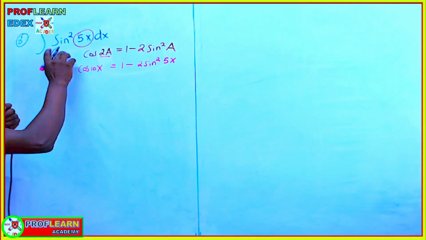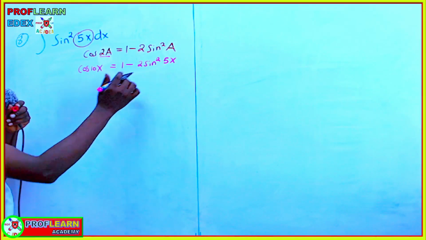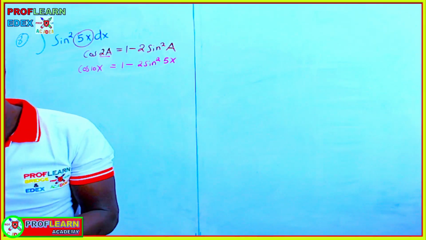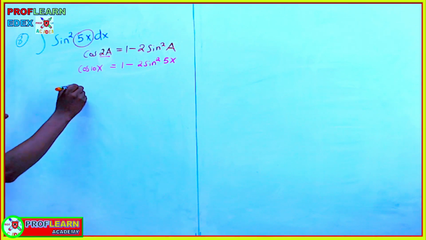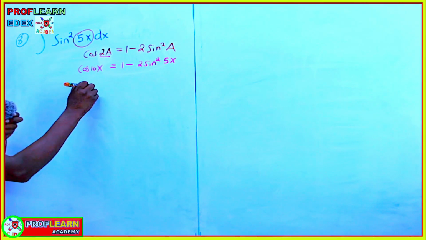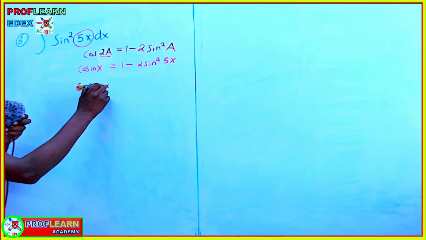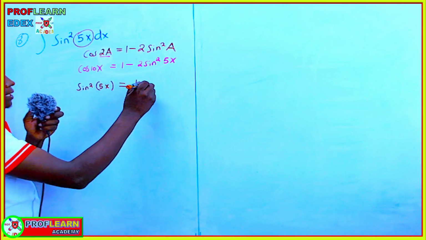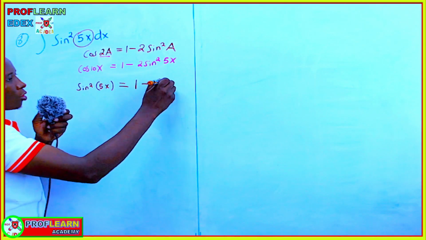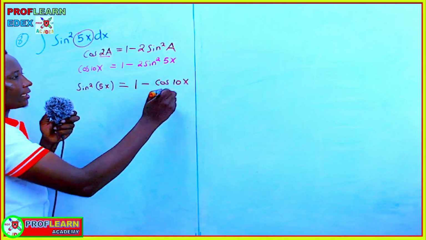And now we can make sine squared the subject. If we rearrange this, what are we going to get? You can say therefore sine squared 5x is the same as 1 minus cos 10x, all over 2.